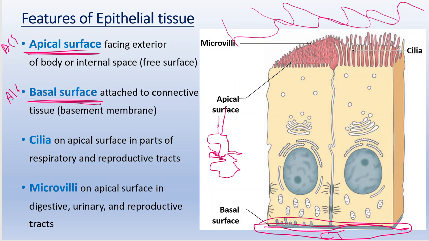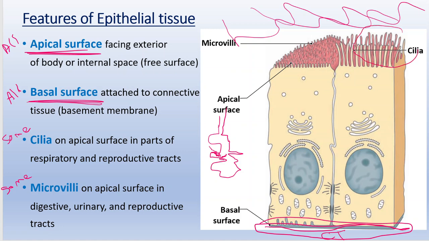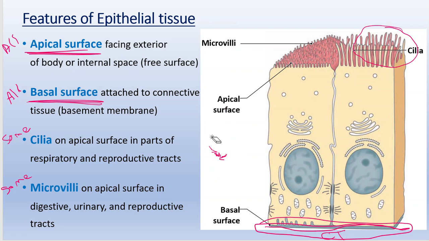Cilia and microvilli will only be found on some types of epithelial tissue. Cilia are going to be extensions, like you see in this image here, that come off of the epithelial tissue. And basically what they do is they help move things or filter things.